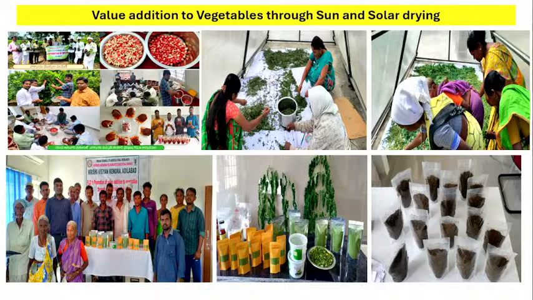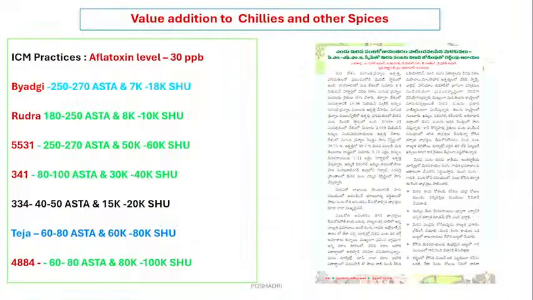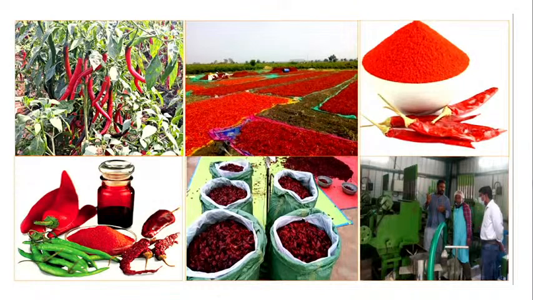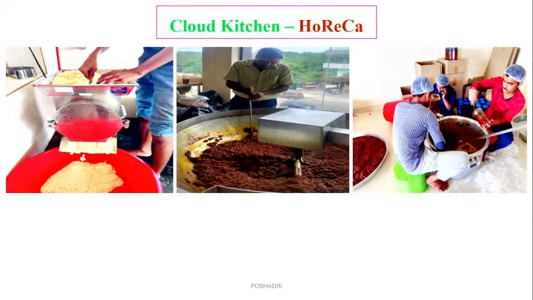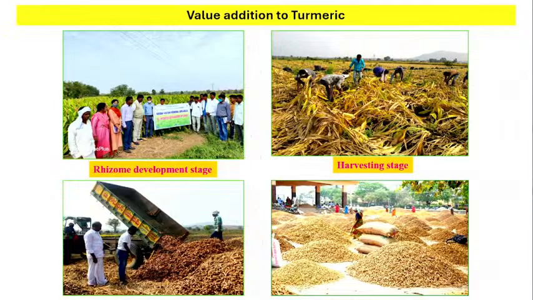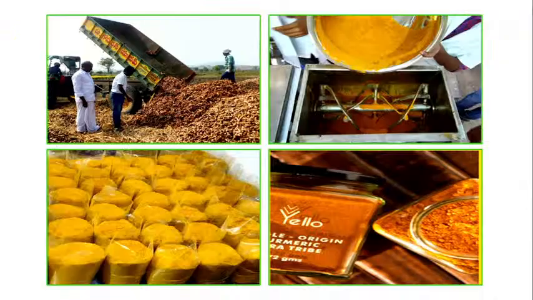We have established solar dryers in different locations. Next. We are also promoting small-scale chili grinding units. Next. A hand-pounding chili machine. Next. We are also promoting Adilabad town's hotels. We have established one cooking kettle where they can prepare biryani mixes and mutton curry mixes and send them to their hotels. Next. We are also promoting turmeric value addition through grinding mills.